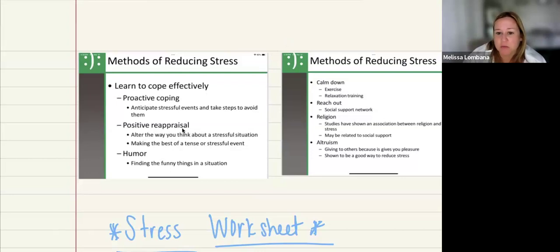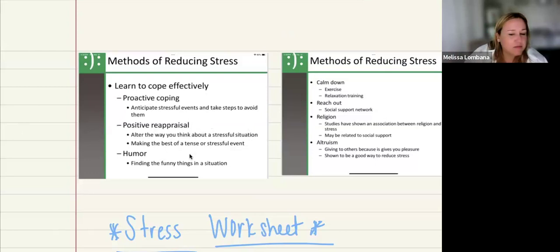This positive reappraisal, which is basically thinking of things as not so catastrophic or negative, but more like, this is what I need to do. It's really not a big deal. I will get over it. I will be able to fulfill this or do this. So a lot of the thought behind it, your appraisal, your perception of it, goes a long way.